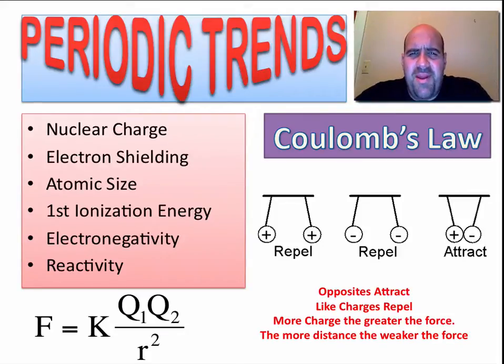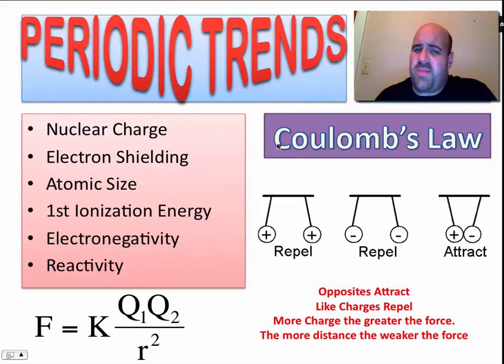Hi, Mrs. Pone here, and today we're going to look at some periodic trends. This is going to be broken into two screencasts because it's going to be pretty dense in terms of material. We're going to look at nuclear charge, electron shielding, atomic size, first ionization energy, electronegativity, and reactivity. And we're going to look at all of these things in terms of Coulomb's law.